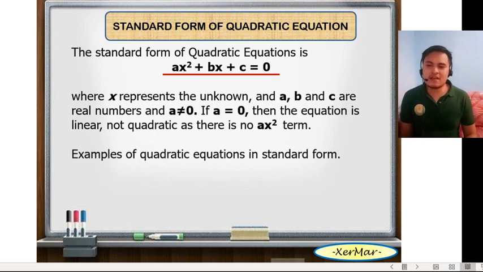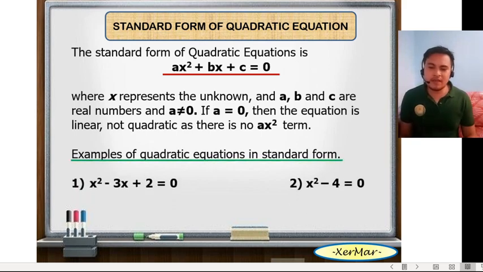So, we have this examples of quadratic equation in standard form. Number 1, x squared minus 3x plus 2 equals 0. Okay? So, pansinin ninyo, meron tayo dyang tatlong terms sa left side ng ating equation. At sa kanan ay 0, equal to 0. Next, number 2, we have x squared minus 4 equals 0. So, yung kanan natin, 0 pa rin, equal to 0. And then, ang kaliwang side naman natin, x squared minus 4, ay dalawang terms na lang.